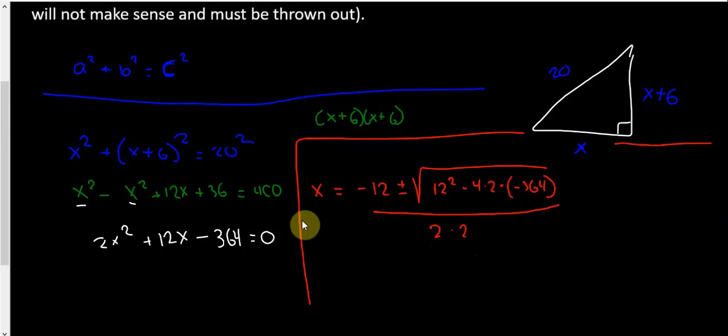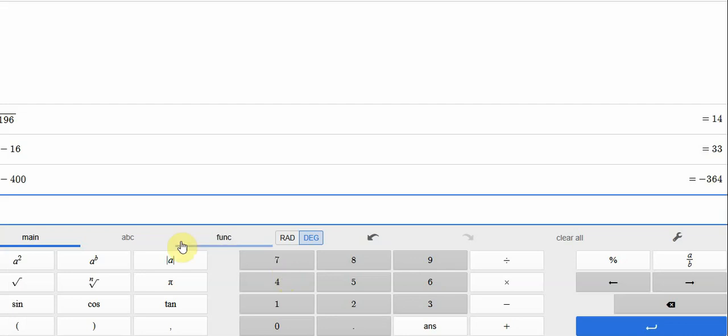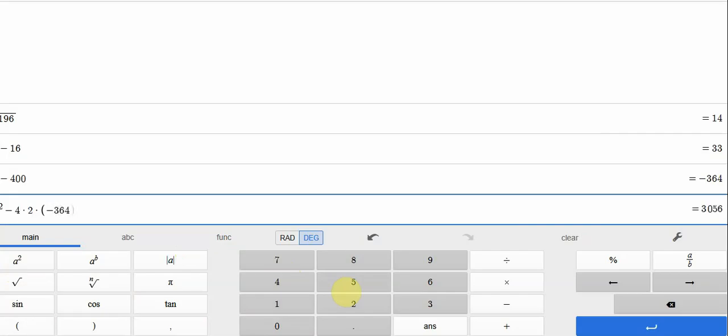Whew. Now these are going to be some pretty large numbers happening in here. So why don't we use a calculator to figure this part? 12 squared minus 4 times 2 times negative 364. Okay, so 12 squared minus 4 times, oh, I already forgot the number. What was it? 2 times, we'll put this in parentheses, negative 364. Let's see if it likes that notation. Some of these things don't like when you use a subtraction as a negative. Let's give it a shot.